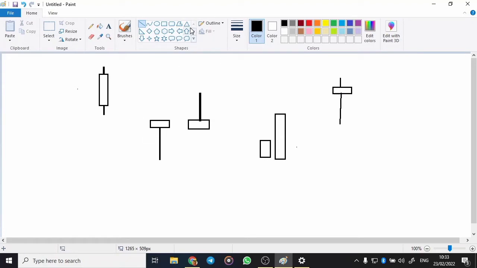We're going to look at them and see how they help in determining where to buy and where to sell. So today we're going to talk about market structure and how we can take advantage of structures forming in the markets in combination with candlesticks.